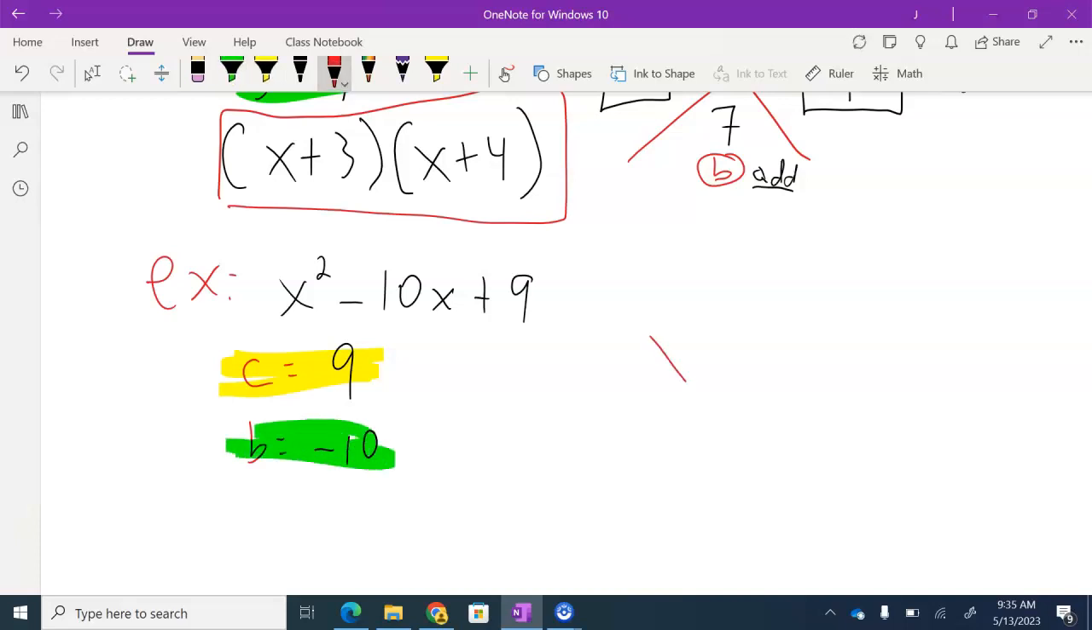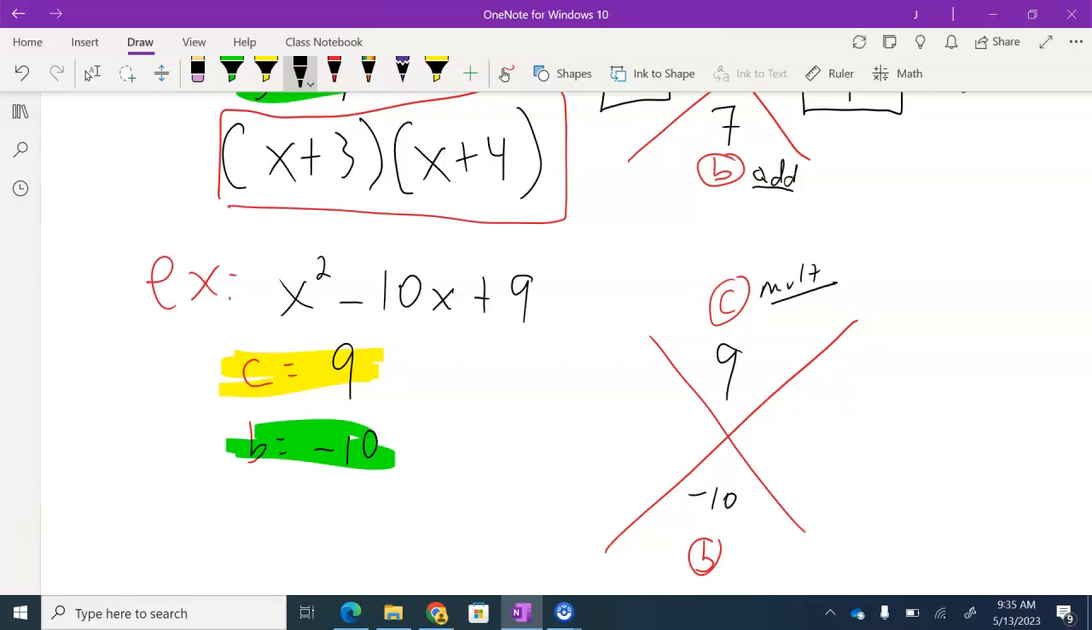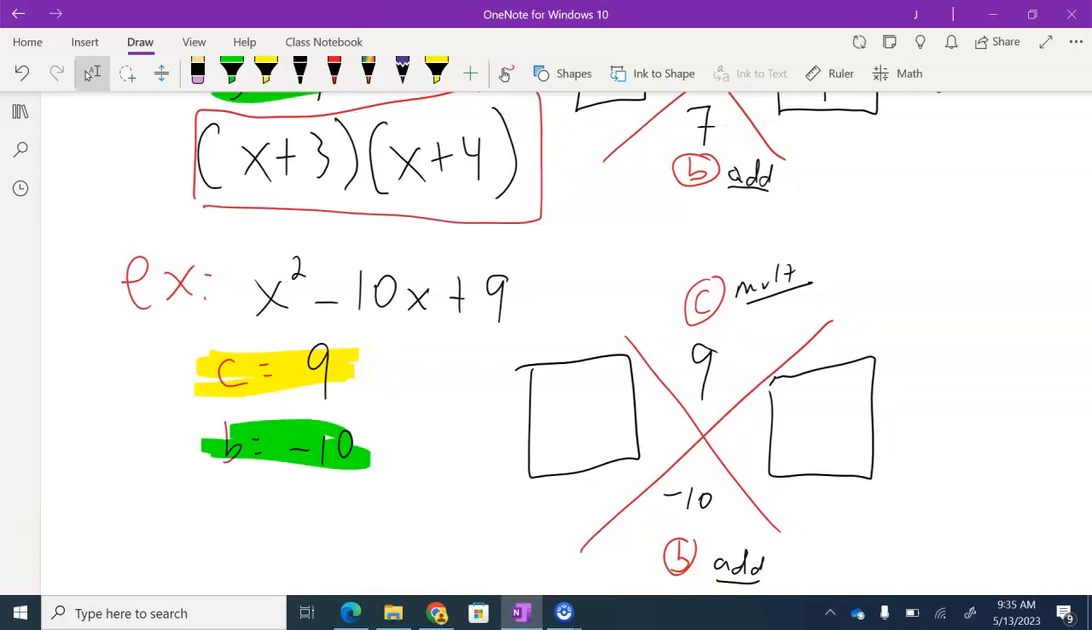So let's draw our x so that we can set up our problem in order. Here's B, C goes on top, that's 9. Negative 10 goes at the bottom. Remember that it has to multiply to this 9 and it has to add to negative 10. And so in this one, you have to think about all the factors of 9. Most people say 3 times 3. Yes, 3 times 3 does make 9, but it will never add to 10. So you're like, what other numbers make 9?